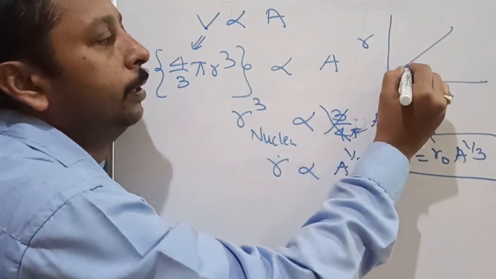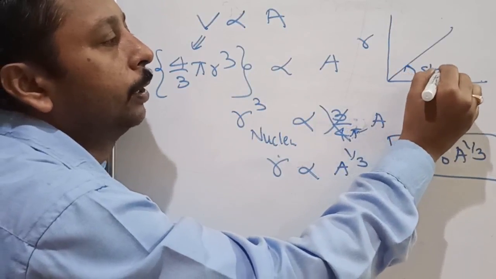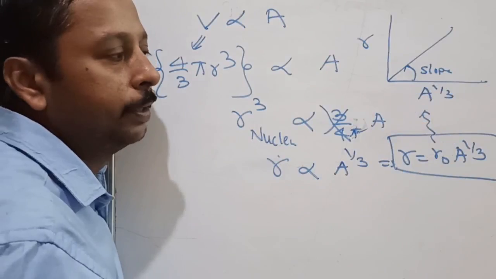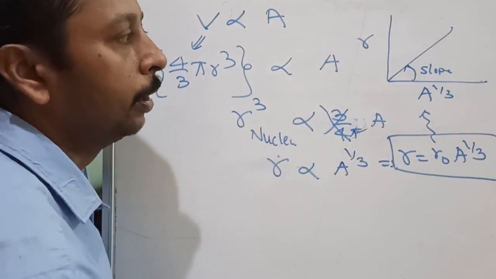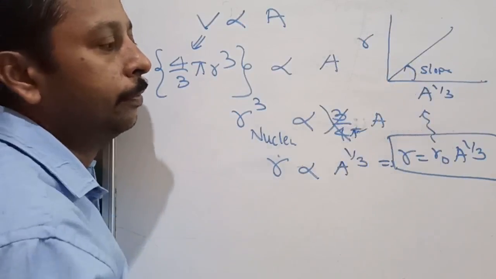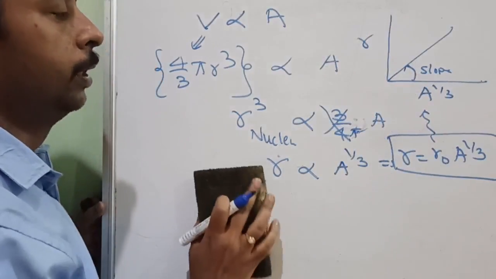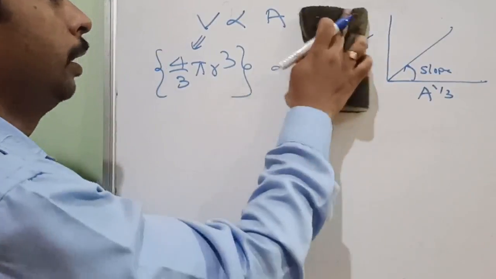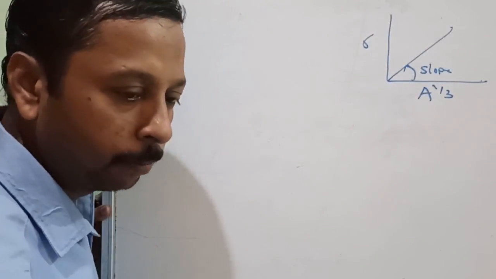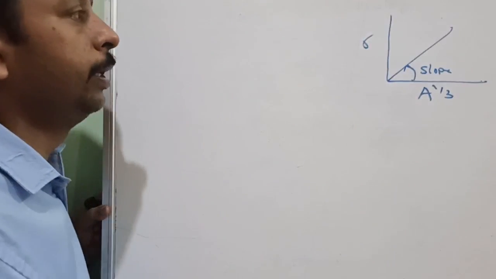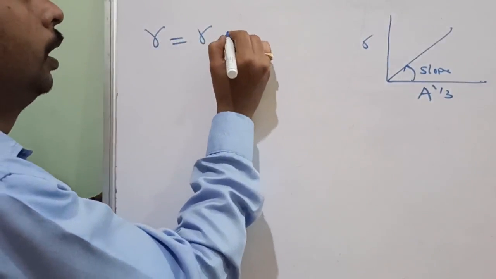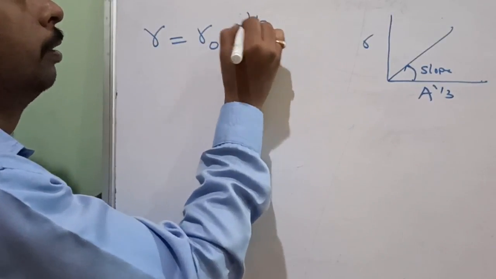So from this, the slope. Okay, so what is this? y is equal to mx. The slope of this line is R0. Different mass numbers are taken, their radius is measured, and from that R0 is calculated. After calculating R0, they found that it is 1.2 into 10 to the power of -15 meter. So the final formula is R equal to R0 A to the power of 1 by 3.